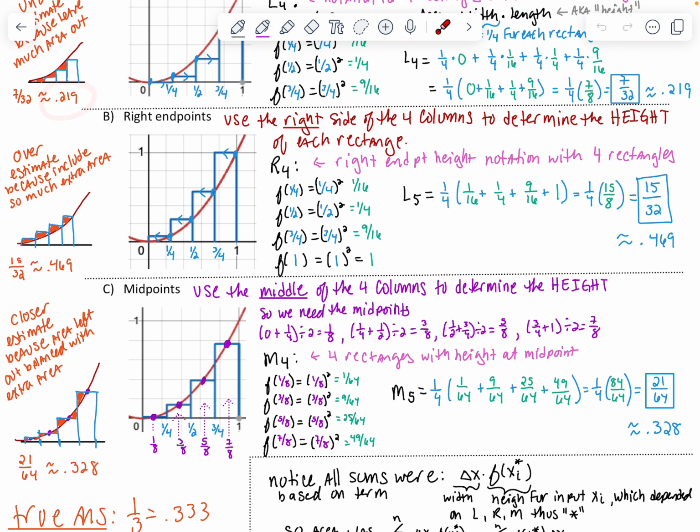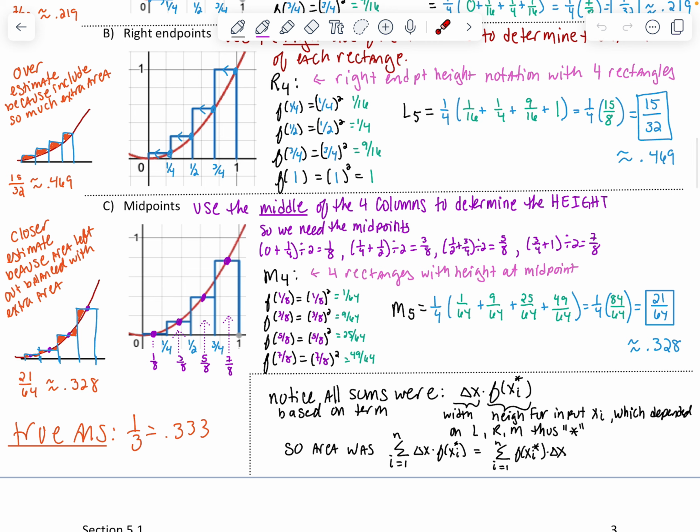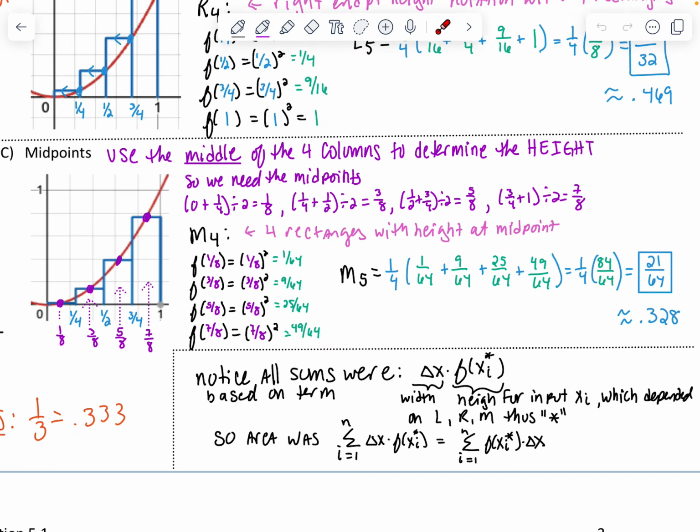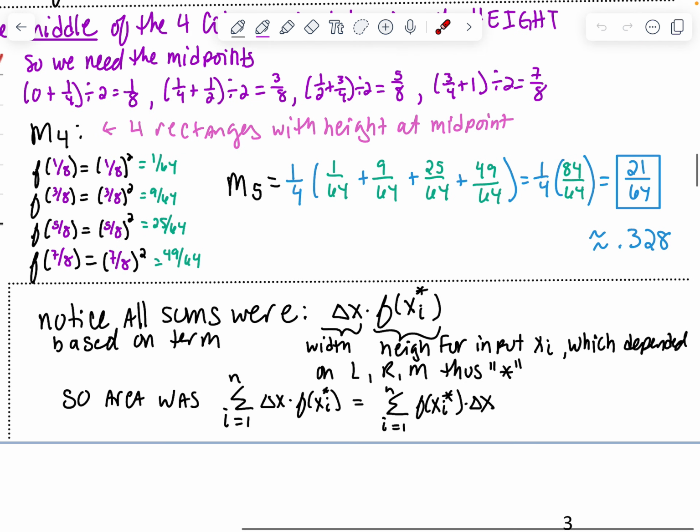I don't know how well you can see all this as I zoom out. When we underestimated, we were at 0.2 something. When we overestimated, it was almost rounded up to 0.5. When we did midpoints, we got 0.328. Later, you're going to learn an exact way to do this, and when you use that method, you'll find out the correct answer is 0.333. So the midpoint was the most accurate.